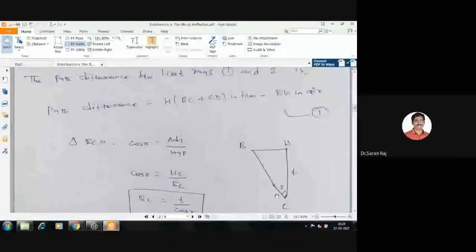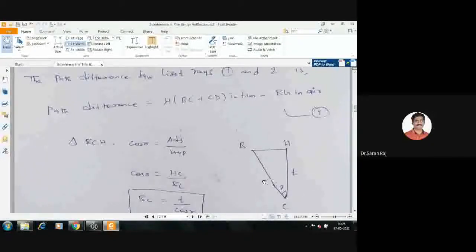Now we see that this is the angle, consider theta. Theta here, the opposite side is BH. The adjacent side is HC. The hypotenuse side is BC. So in this triangle, this is the opposite, adjacent, and hypotenuse. Which value do we know? The adjacent side value I know. BH value we don't know. Next, the hypotenuse value is what we need to determine.